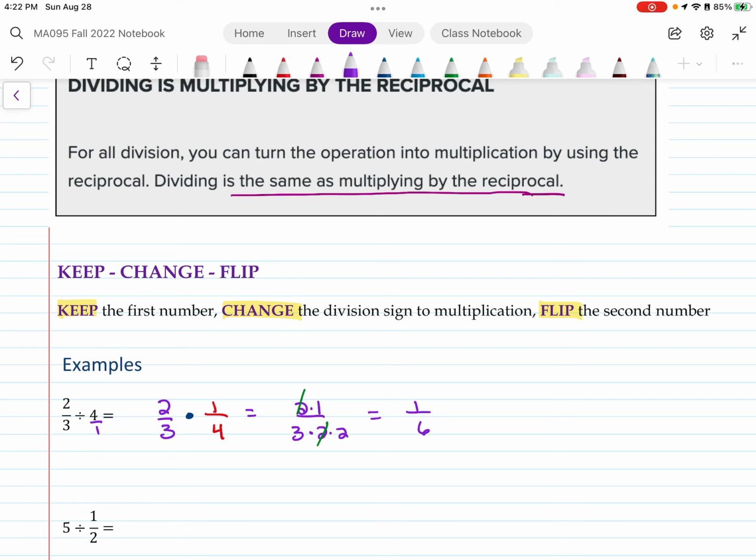So think of this as 2/3, that much right there, and I'm dividing it by 4. So in other words, if I divide this into 4 pieces, I'm just talking about one of them, right? So that's 1/6.